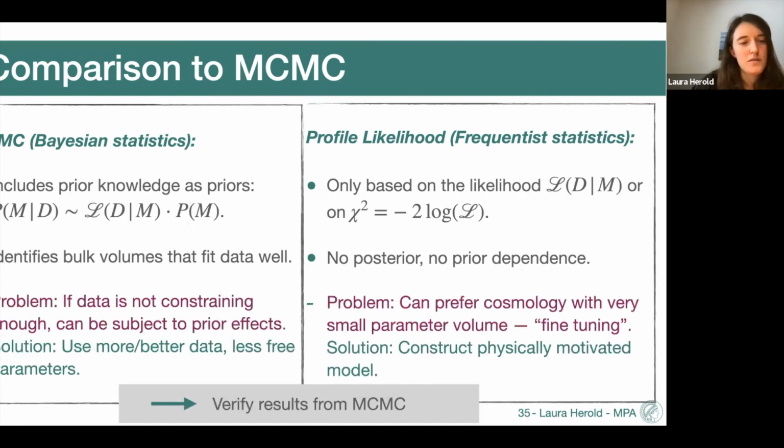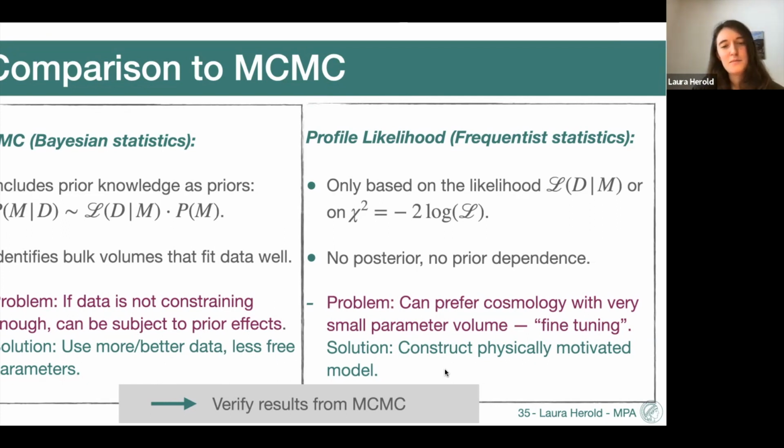And both methods have different problems. Like we already said, the posterior can be subject to prior volume effects, but the profile likelihood can have the exact opposite problem, because the profile likelihood is not weighted by any kind of volume. It can prefer a cosmology with very small parameter volume, so with very fine-tuned parameter space. One could solve these two problems. For example, the prior volume effects one could solve by using more or better data, or a model with fewer free parameters. And to solve the fine-tuning problem, of course, one can also use more data, or one could construct a physically well-motivated model.